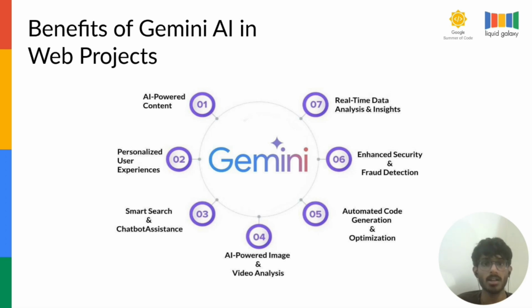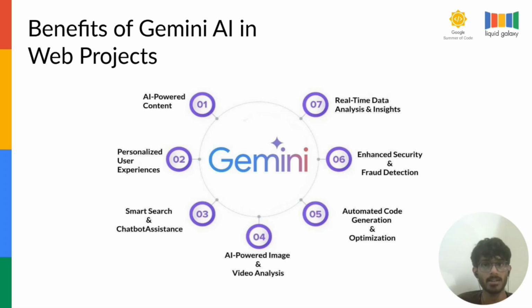So head to next. Smart search and chatbot assistant. Gemini AI enhances search capabilities by understanding natural language, making searches more effective. Additionally, it powers AI-driven chatbots, providing intelligent responses and improving customer support on websites.